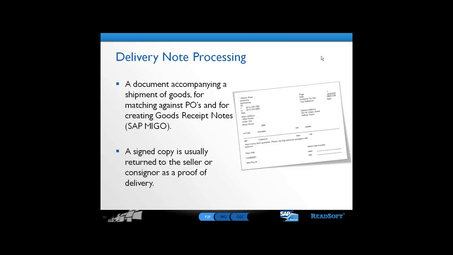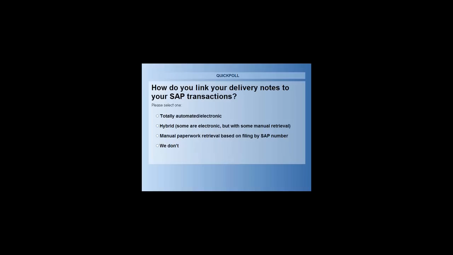Susie, would you like to drop a quick poll in? I certainly would. Thank you very much, Adam. Appearing on your screen, how do you link your delivery notes to your SAP transactions today? We're looking for the main way that you do this. Is it automated and very much electronic? Is it hybrid, where some are electronic but with some manual retrieval? Is it mainly manual paperwork retrieval based on filing by SAP number? Or maybe you don't. Which one of those strikes a chord with you and represents your current situation?